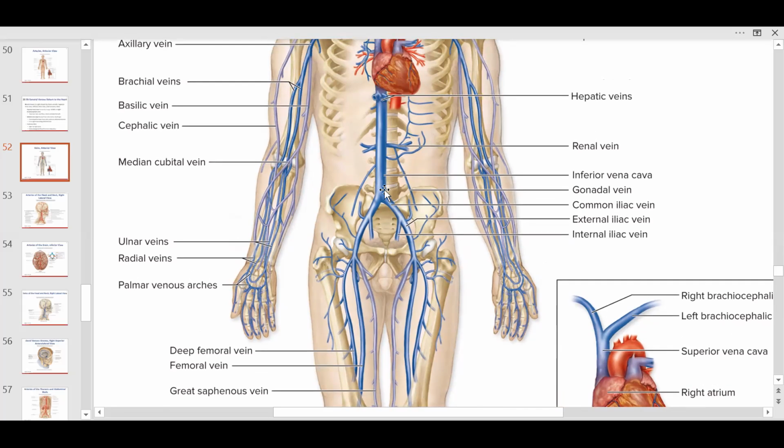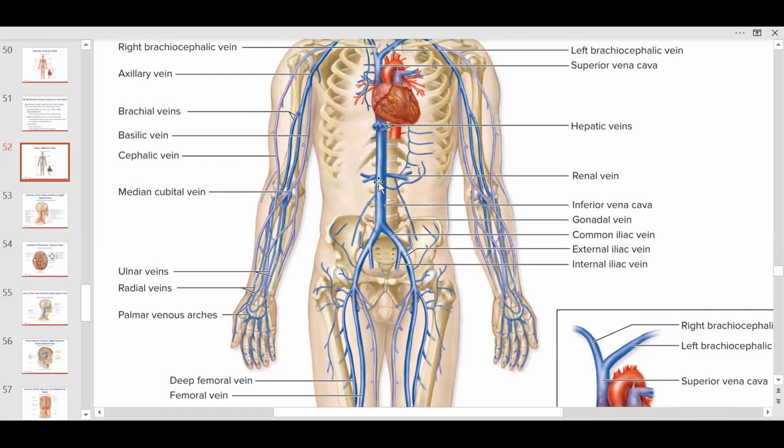Okay, so that's pretty much to the vena cava. And then you're going to have your gonadals, which are companioned with the gonadal artery. So your gonadal veins draining back from the male testes or the female ovaries. Again, vena cava.